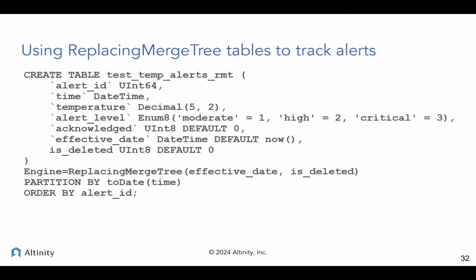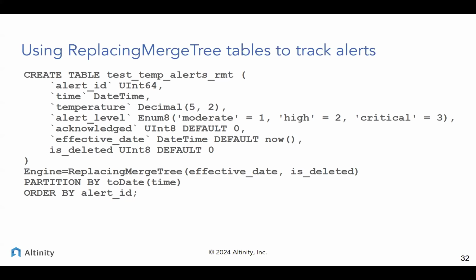So the idea is the alert ID gives us a number so that we can go check and test whether this alert has been dealt with. We can find it again. Acknowledged is 0 if it has not been acknowledged, and a 1 if it has been. And then the is deleted field, we'll see how that works in just a second.